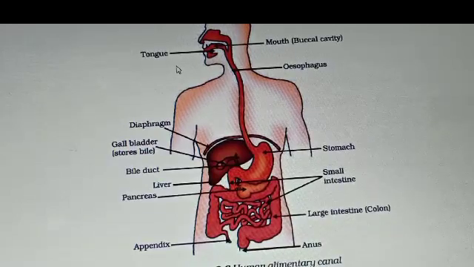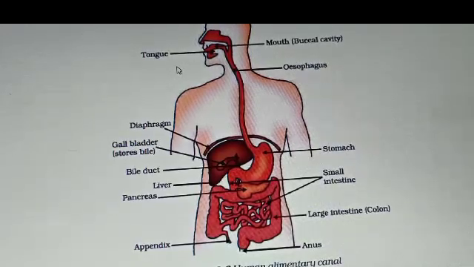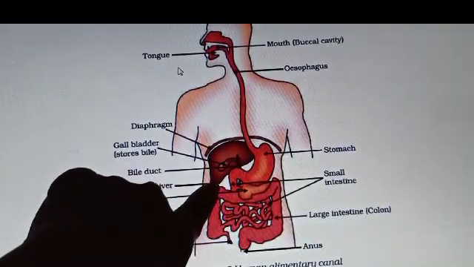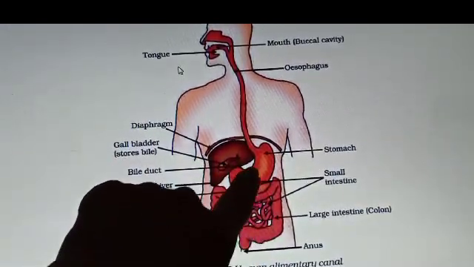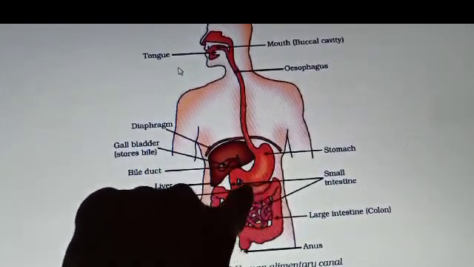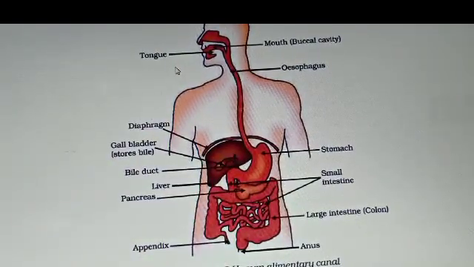Along with this alimentary canal, there are some supportive, or you can say accessory, glands which also take part in the digestive system. In that you have to draw the liver, gallbladder and pancreas. Here you can see the liver. This is the gallbladder, where the bile juice is stored, and this portion between the stomach and the large intestine is called the pancreas. So these things you have to draw in the human alimentary canal as well as in the digestive system.